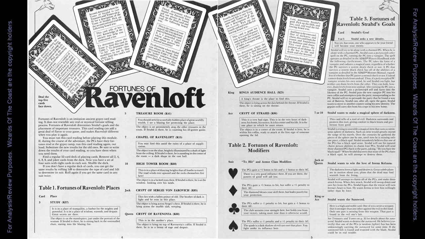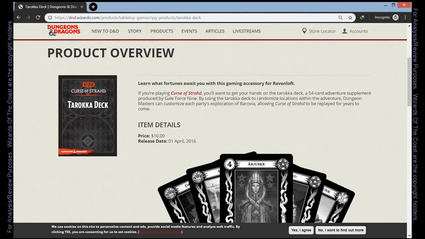Also, as a DM, you need to determine if you want to stack the proverbial deck or let the cards fall where they may. I personally would let the cards fall where they may and substitute the new results for the predetermined ones. Wizards of the Coast now sells a Tarokka card deck to determine the fortunes of Ravenloft. However, a regular 52-card deck of playing cards can be used. In this case, the DM should remove all 2, 4, 6, 8, 9, and Joker cards from the deck, which converts it to a 32-card deck.